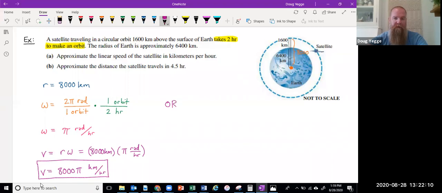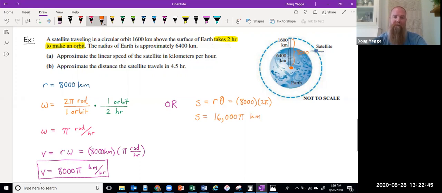Or we could have done this maybe a slightly different way. We could have started by saying, well, let's find the arc length for one orbit. Well, I know that S is equal to R theta, which is equal to 8,000 times 2 pi, which means that my arc length is equal to 16,000 pi kilometers.